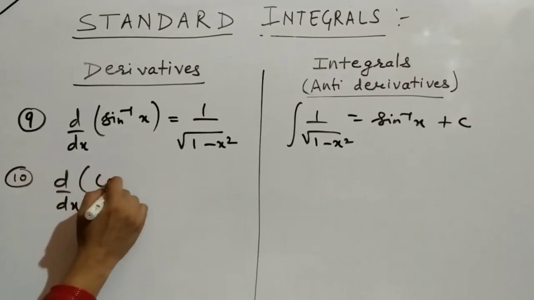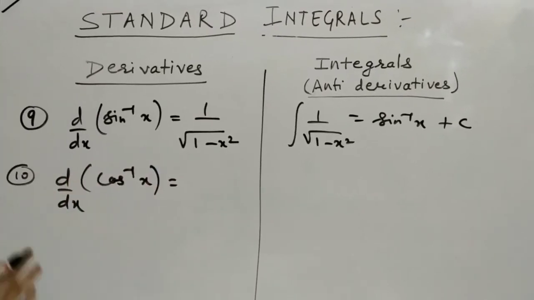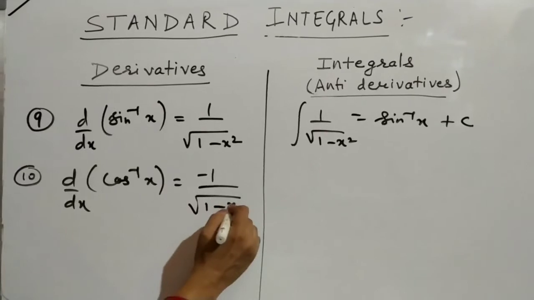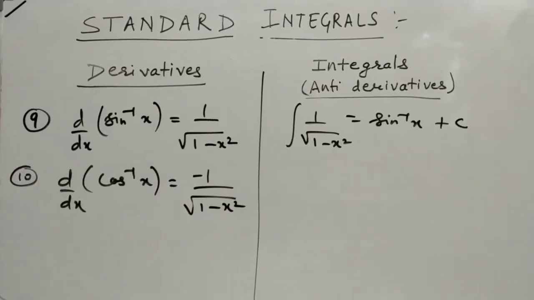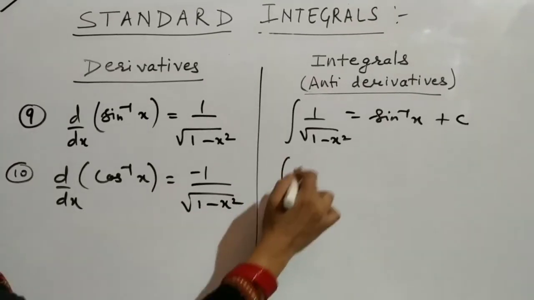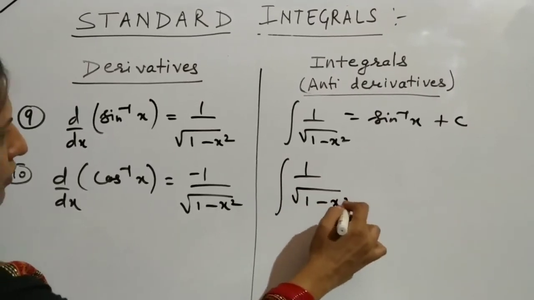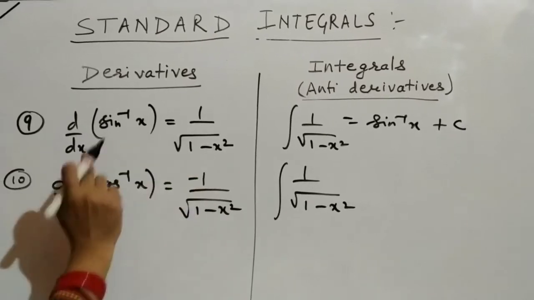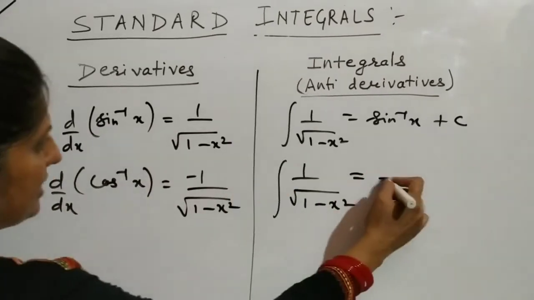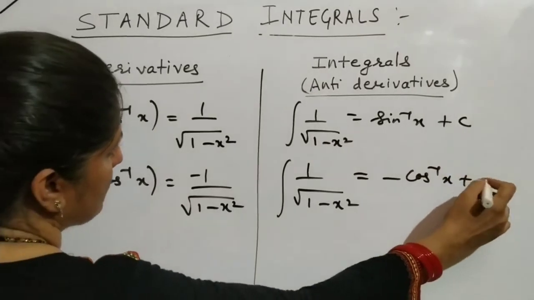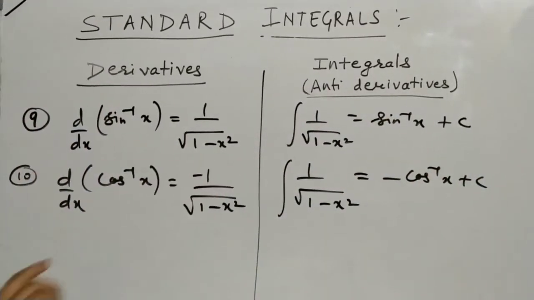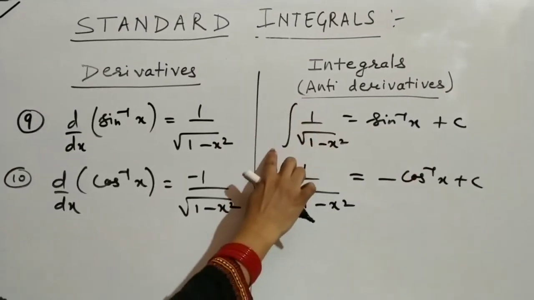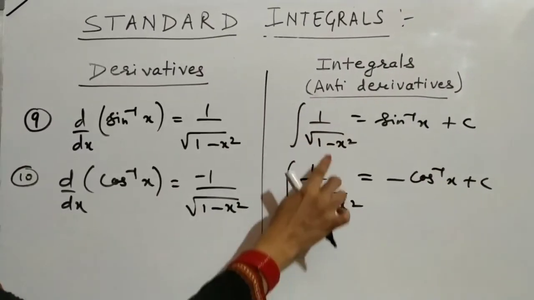Now, derivative of cos inverse x with respect to x is equal to minus 1 upon under root 1 minus x square. That implies integration of 1 upon under root 1 minus x square is equal to minus cos inverse x plus c. Both of these are integrals of 1 upon under root 1 minus x square.